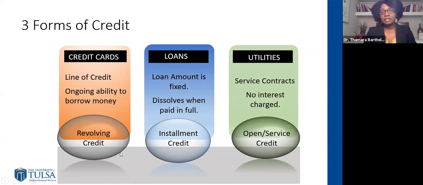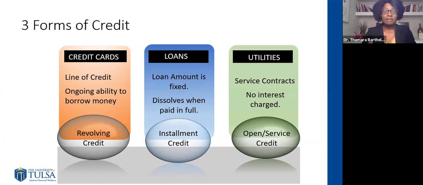Okay, the final credit is open service credit. Now, this type of credit you don't normally see on your credit report unless you default on your credit. And an example of that would be your service to AT&T, or if you have PSO, if you have your water bill, you will not see those on your credit report unless, for whatever reason, you're unable to pay.